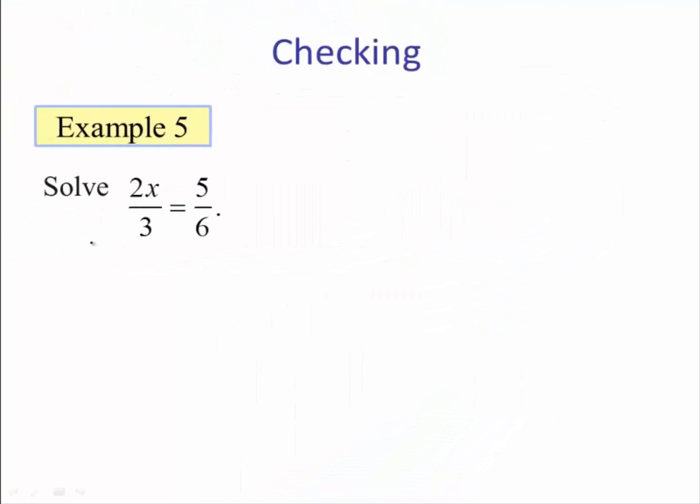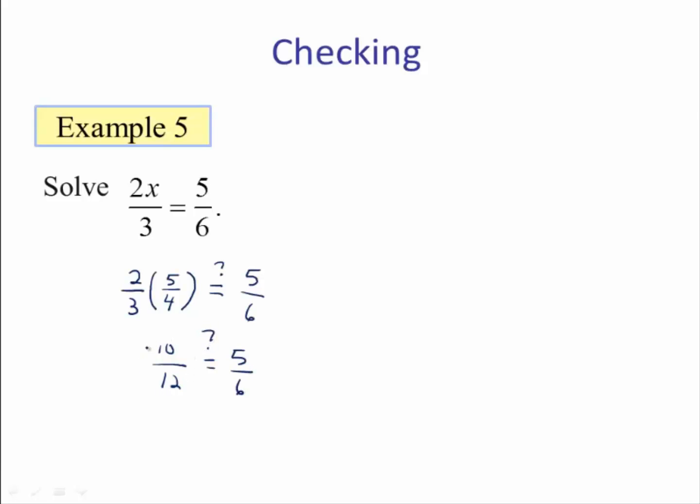To check it, we take our equation 2/3 times x and we substitute our variable x, whose solution was 5/4, and hopefully this equals the right hand side, 5/6. Multiplying fractions, we get 10 over 12. 2 times 5 is 10. Over 3 times 4 is 12. And does that equal 5/6?